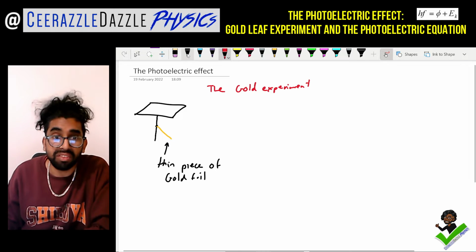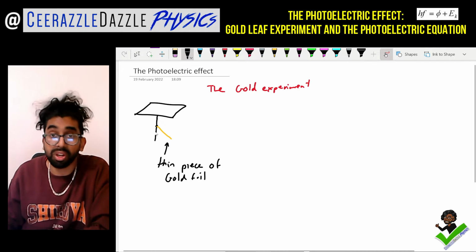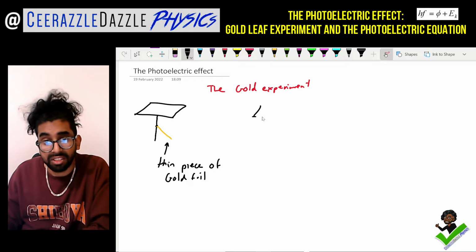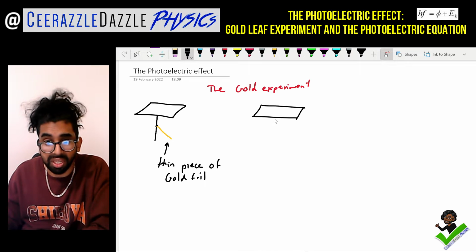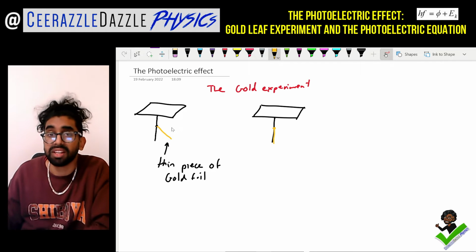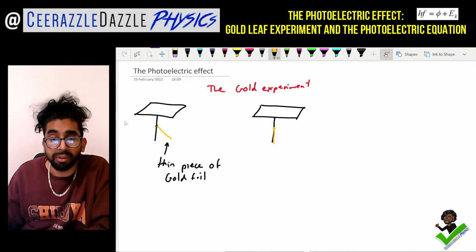Now, due to gravity, this gold bit of foil over here will fall down. So it will actually end up being like this. Naturally, because of gravity, it would be against the other plate over here. There we go. So it'll be resting alongside it. But we're going to do the following right now.